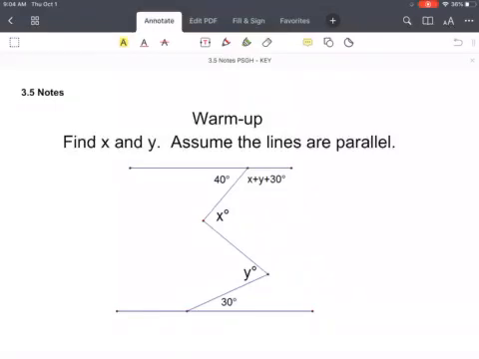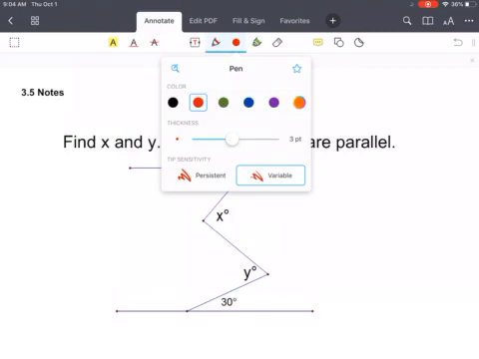All right, before we get started on the last notes in Chapter 3, if you could take a moment and pause the video and solve this warm-up, which is a review of our crook problem.